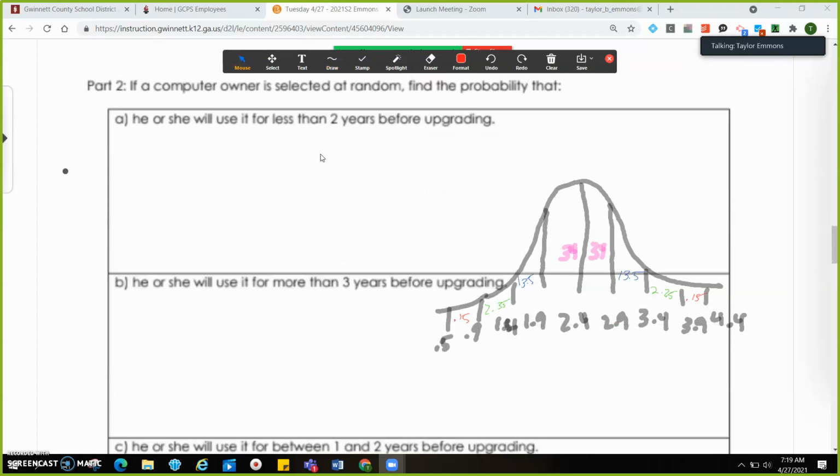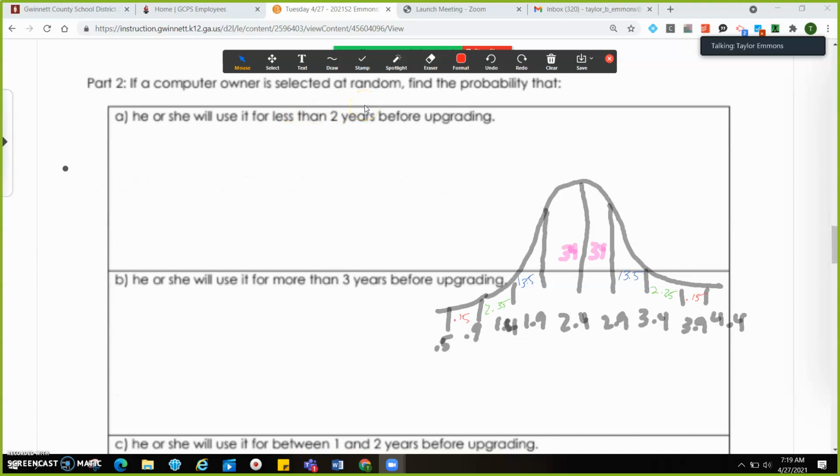Okay, so we've done that. If a computer owner is selected at random, find the probability that he or she will use it for less than 2 years before upgrading. Okay, now 2 years is not on our normal distribution. Like, it's not one of the numbers that's listed here.